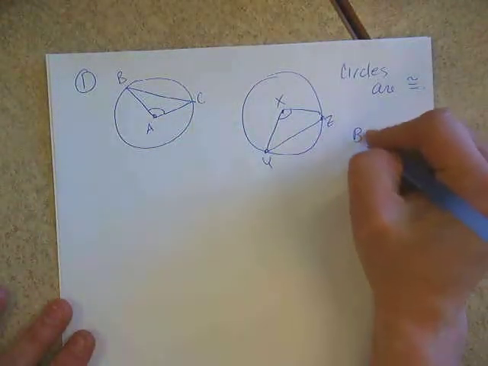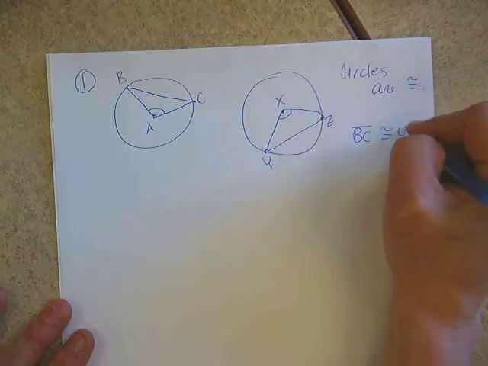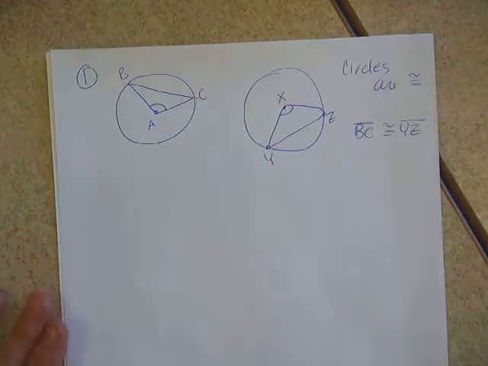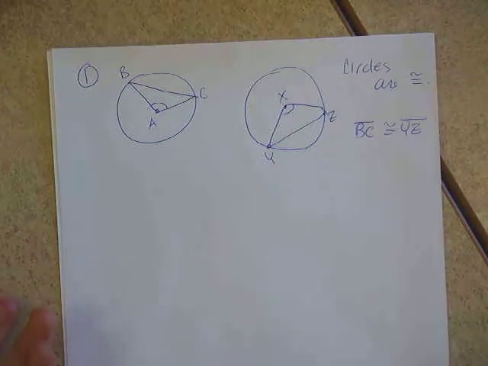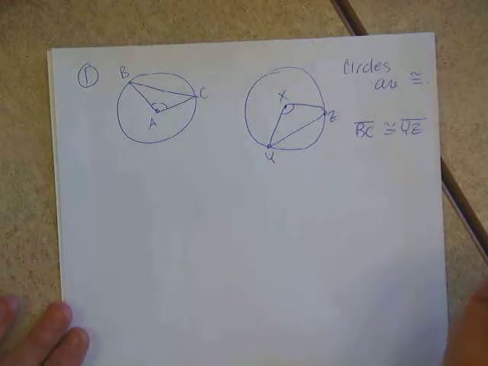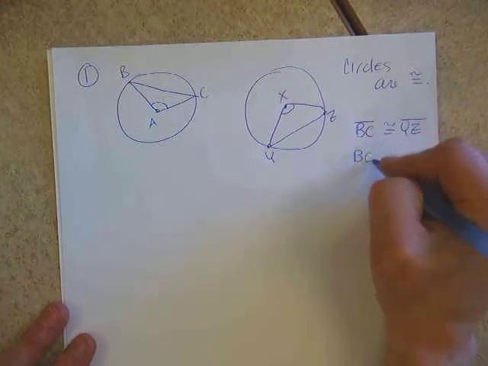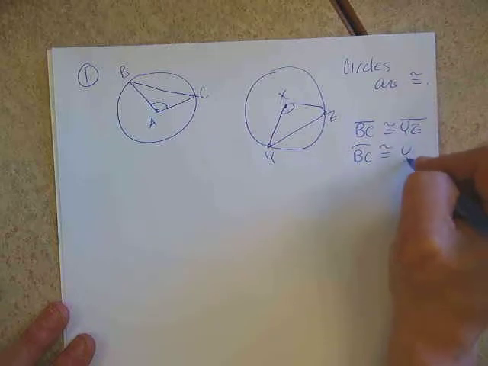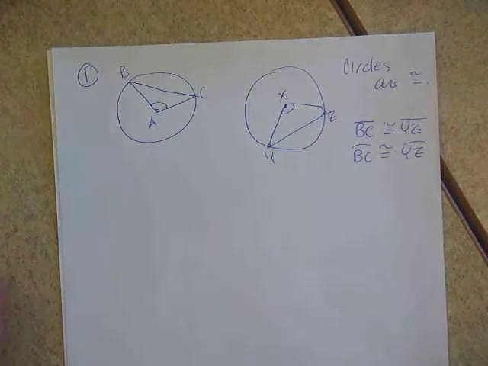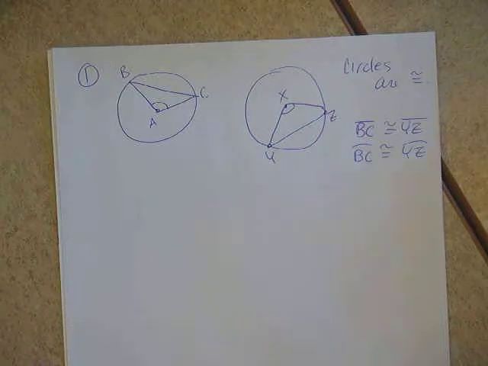Okay, with congruent circles, if I know the angles are congruent, then what else do I know? The chords are congruent, so one of the answers would be BC is congruent to YZ. And anything else? The arcs. The arcs are congruent as well.